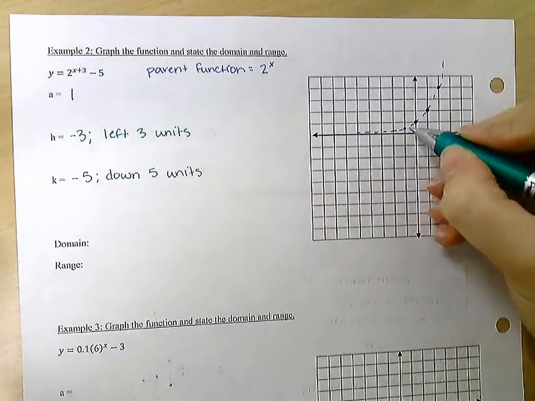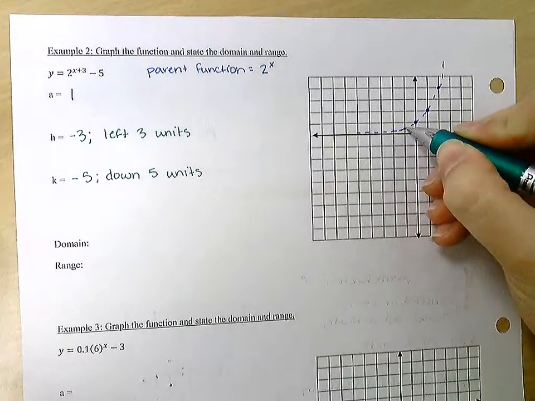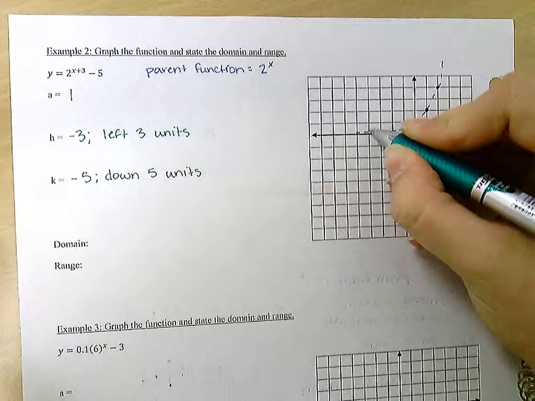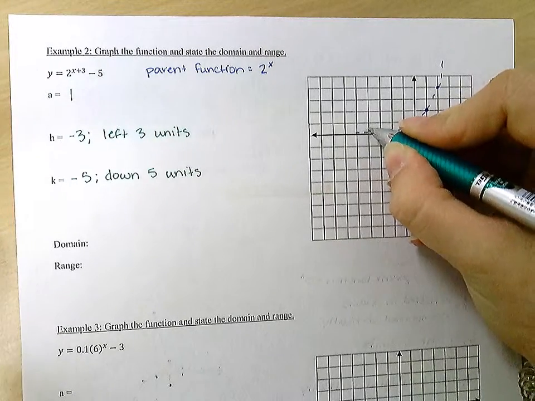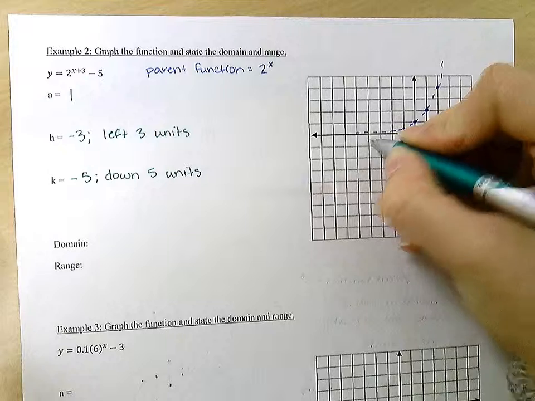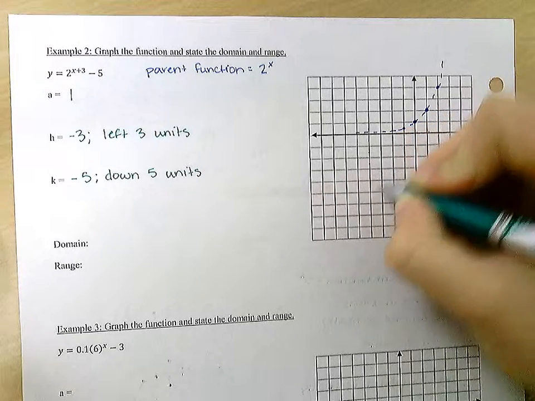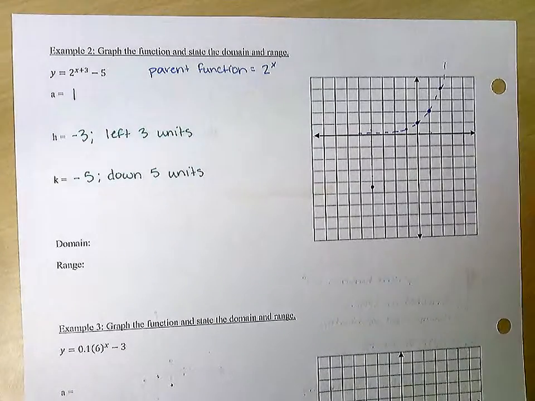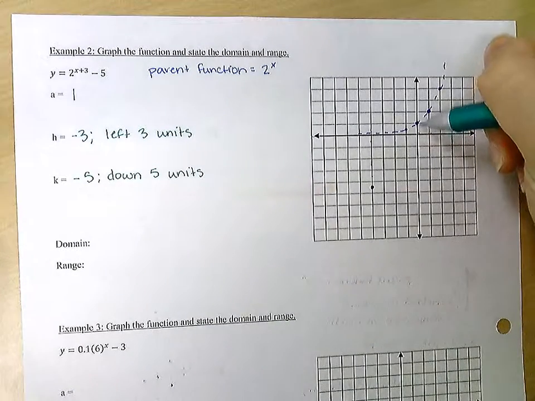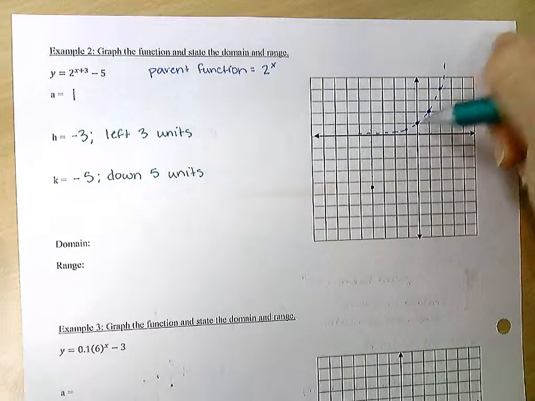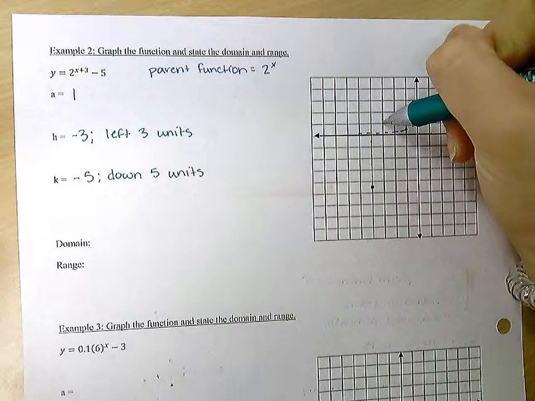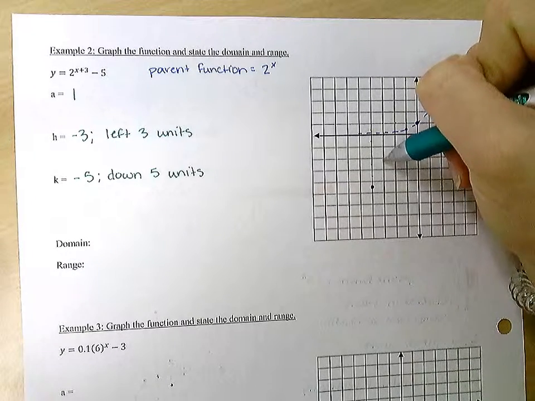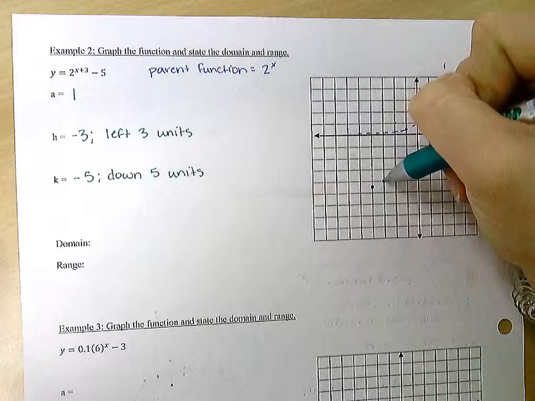So take that point at -1, 1/2. Move it left 3 units. So 1, 2, 3. And then take that point and move it down 5 units. 1, 2, 3, 4, 5. And make that point. Okay, then we'll go to the point 0, 1. Move that point left 3 units. So 1, 2, 3. And then down 5. 1, 2, 3, 4, 5.